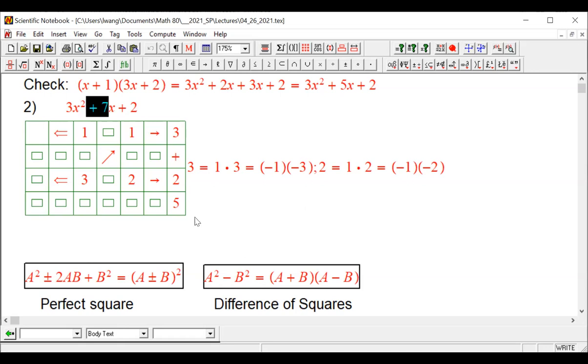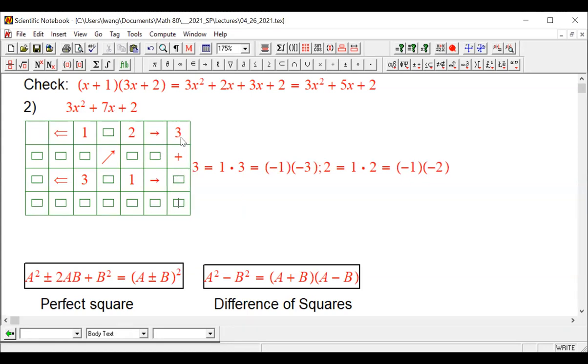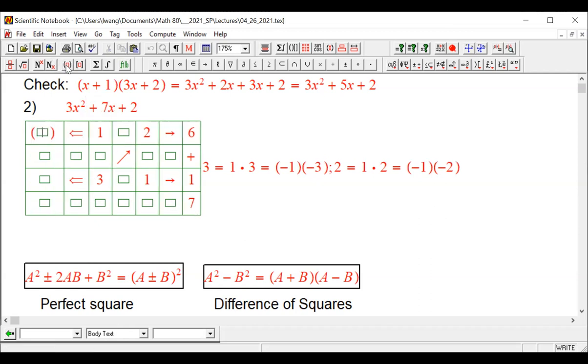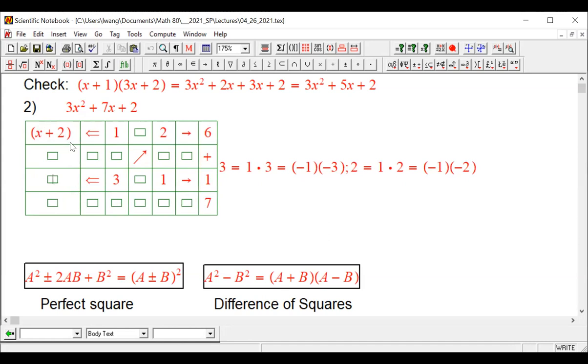We have to try something else. So what can we try? Maybe we can do 2 times 1. 2 times 1 still equals 2, right? But this time, we switch the order. Here you can see the trial and error. So 3 times 2 is 6. 1 times 1 is 1. 6 plus 1 is 7. So we made the perfect match. So our factors will be x plus 2 times 3x plus 1.